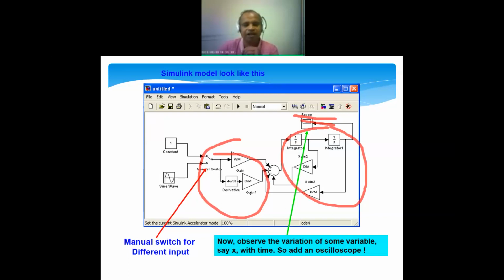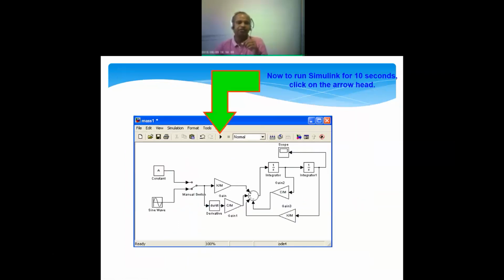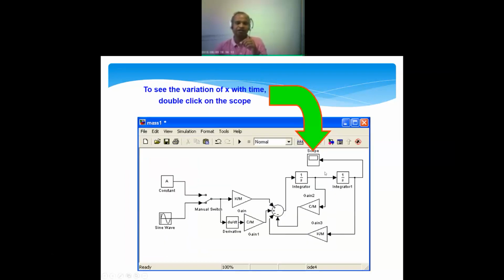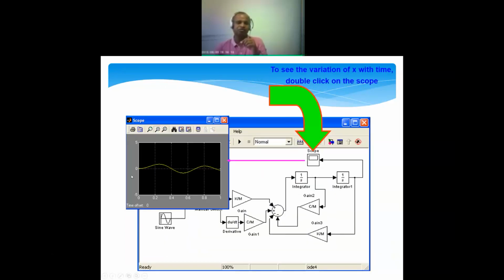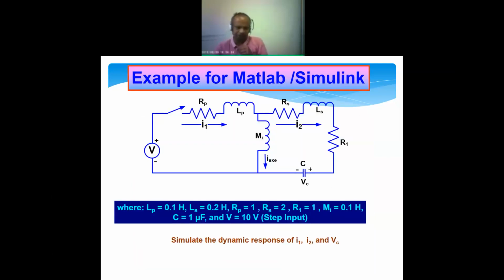So these two systems are modeled. After modeling, you know that these are the parameters, and they are available in the workspace. Then you run this one. There is a button here. When you run this one, you can see in the scope like this, and when you click on the scope, you will see that this is your output. So this is a simple system.